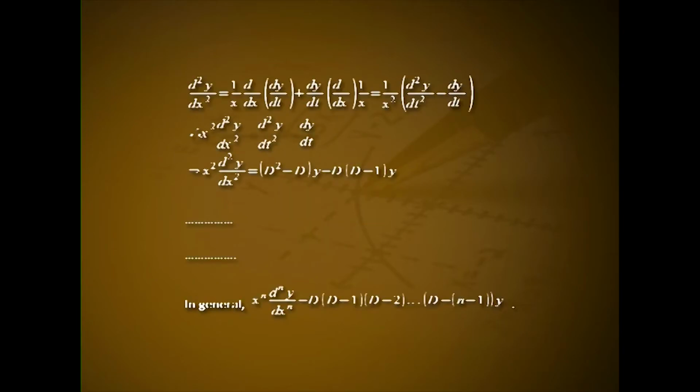D square y by dx square is equal to 1 by x into d by dx of dy by dt plus dy by dt into d by dx of 1 by x, which is equal to 1 by x square into d square y by dt square minus dy by dt. Therefore, x square into d square y by dx square is equal to d square y by dt square minus dy by dt, which implies x square into d square y by dx square is equal to (D square minus D) of y, which is equal to D(D minus 1) of y, etc.